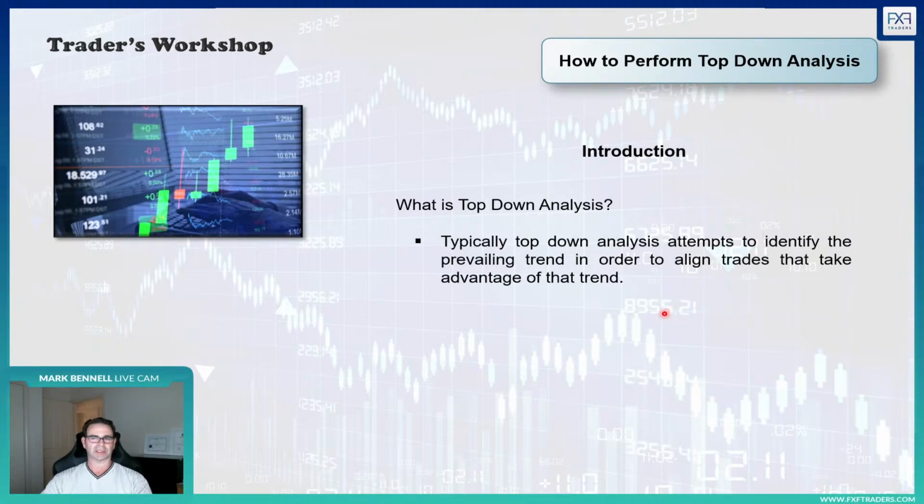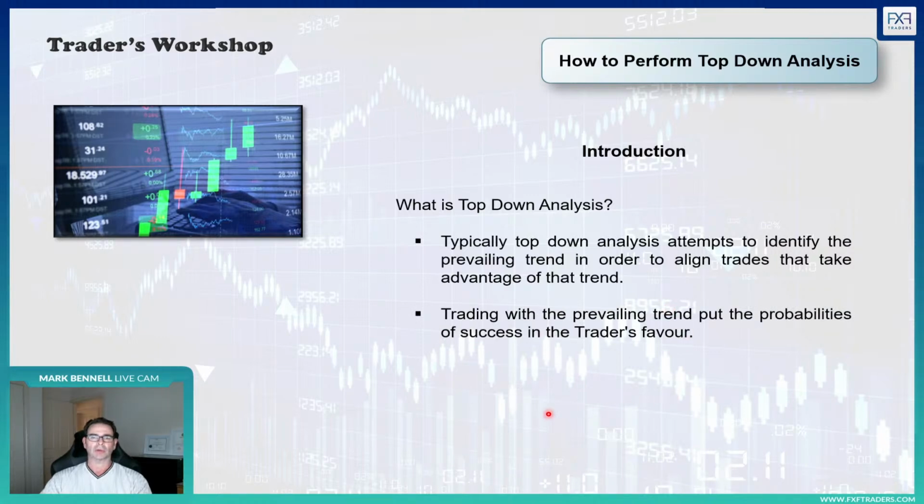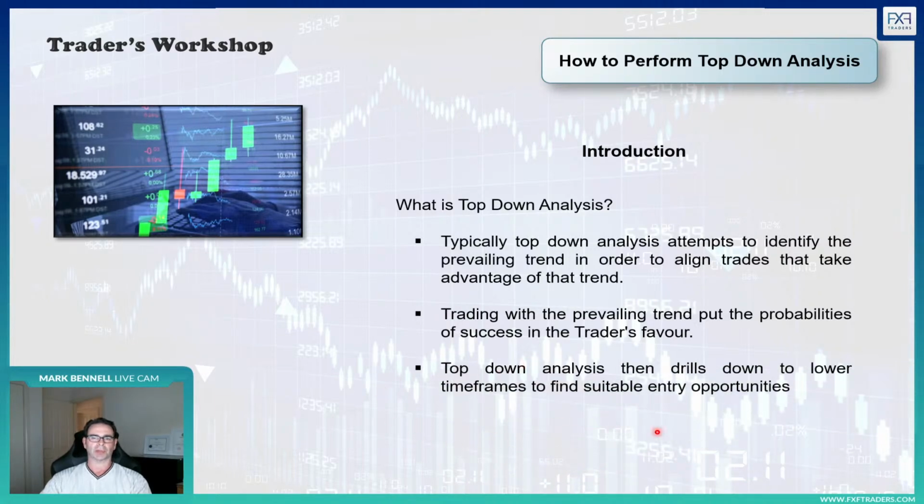Typically, top-down analysis attempts to identify the prevailing trend in order to align trades that take advantage of that trend. Trading with a prevailing trend puts the probabilities of success in the trader's favour. Top-down analysis then drills down to the lower time frames to find suitable entry opportunities, or a way in.